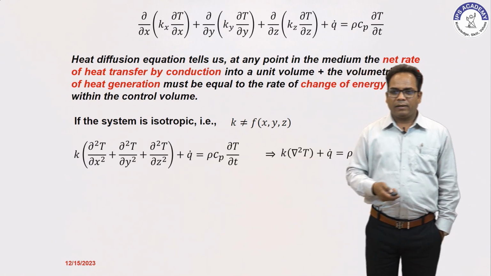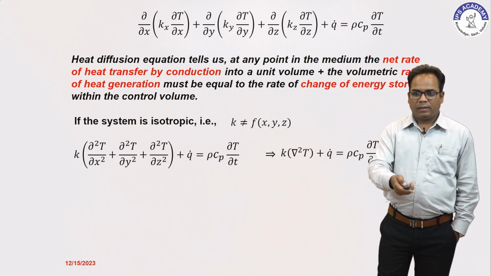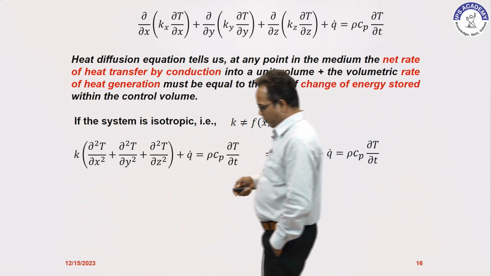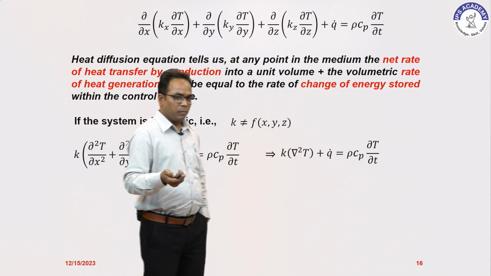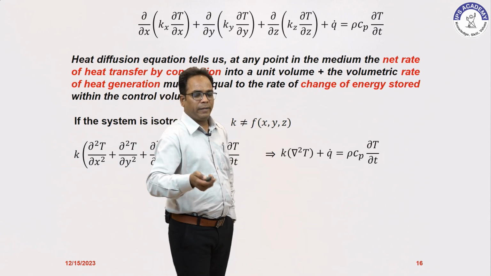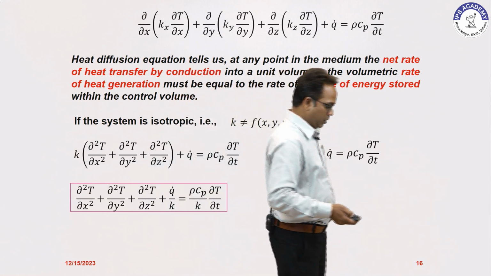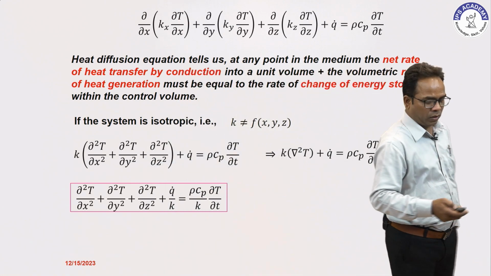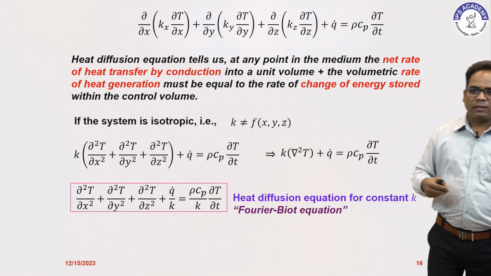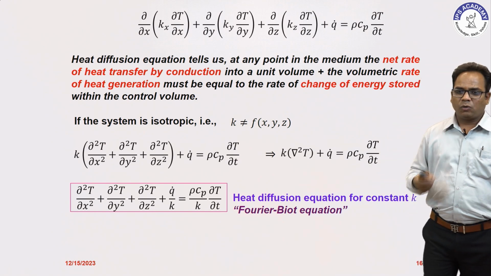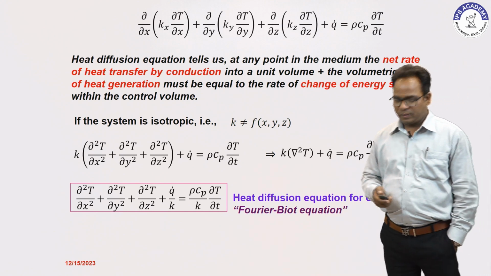Okay, and we can also write this heat equation in the del operator form, where K del operator square T plus Q dot is equal to rho Cp dT upon dt. So this is the final form of the heat conduction equation, the heat diffusion equation for constant thermal conductivity or for an isotropic system, and this equation is also known as the Fourier-Biot equation.